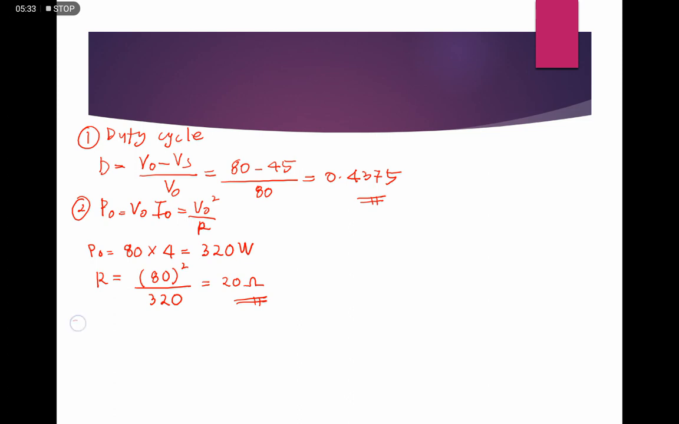Okay, next, step number 3. Once you find the value of your R, you can find your average inductor current.